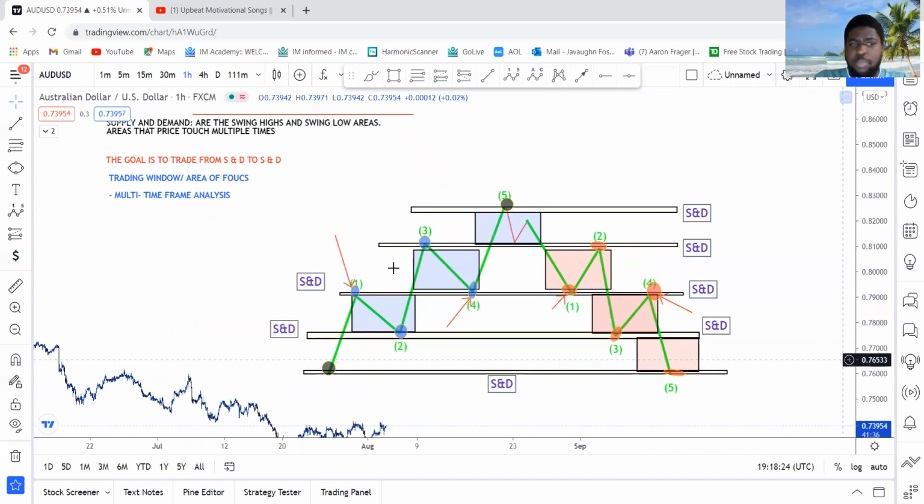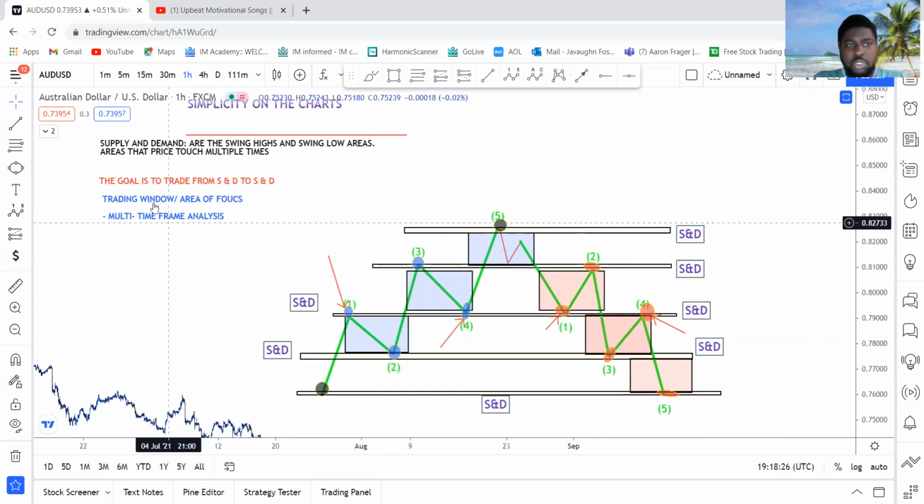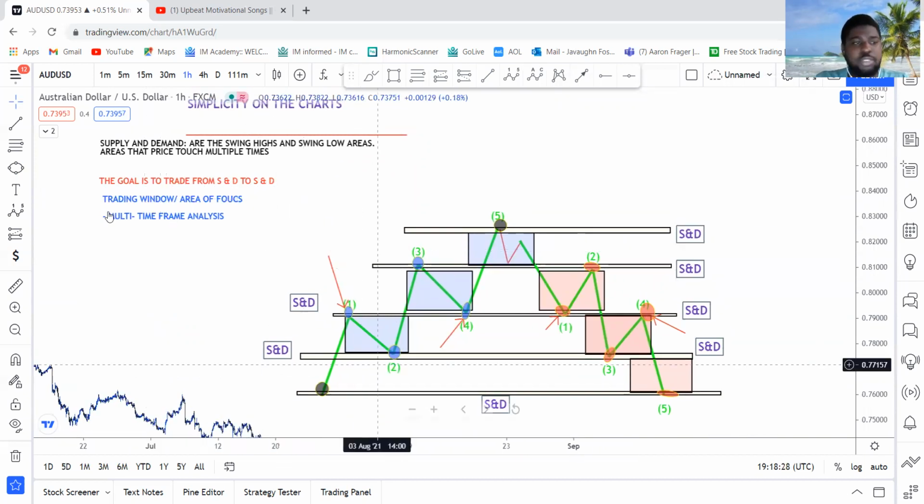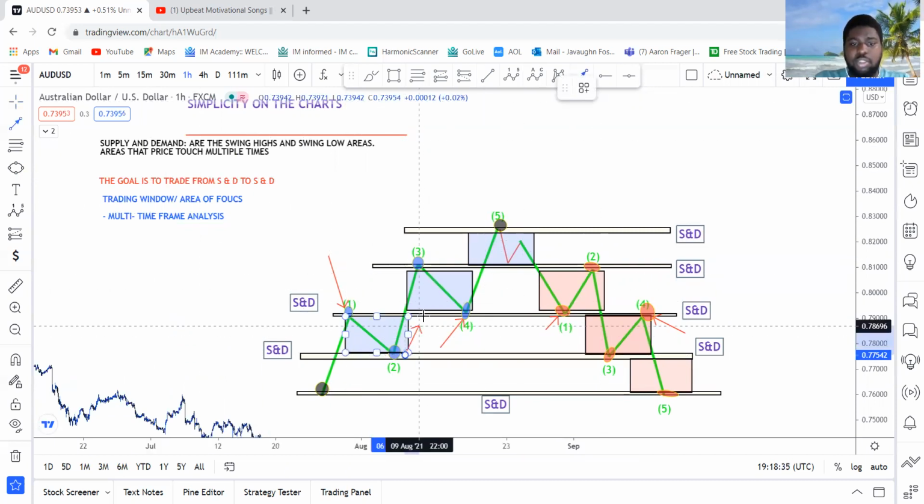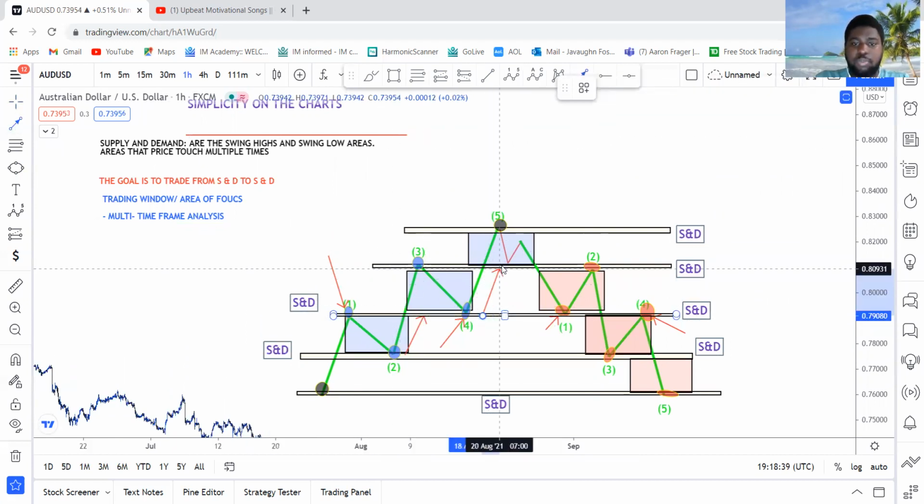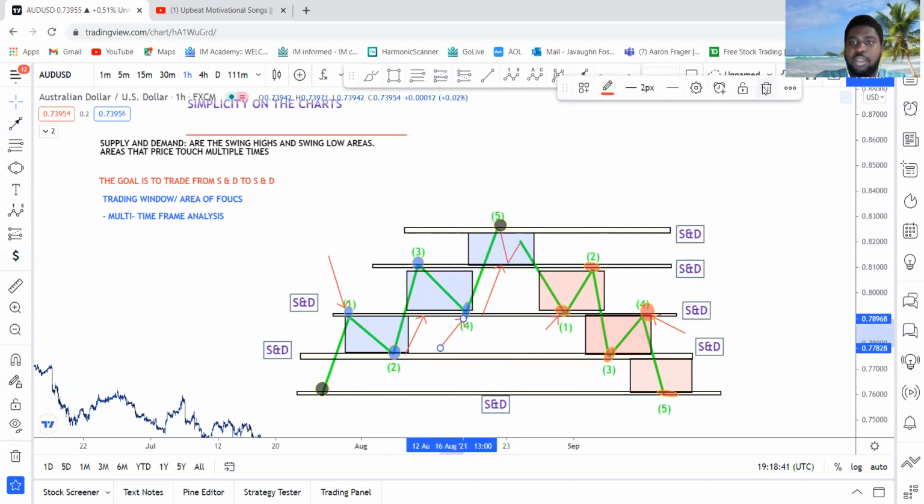Now, another part of trading that we're talking about today. The goal is to trade from supply and demand to supply and demand, and I'm going to explain that. We want to trade from this point to this point, and then once you get here, price from this point to this point. We're not looking to trade from here all the way up there.